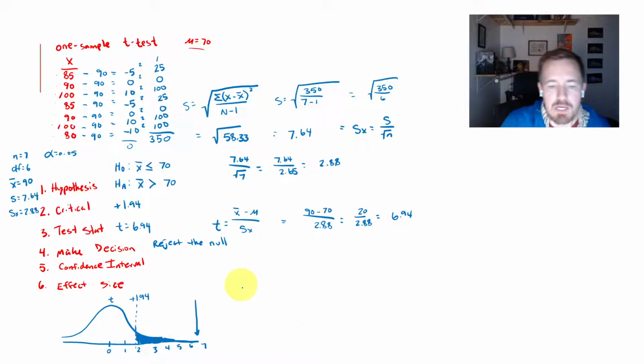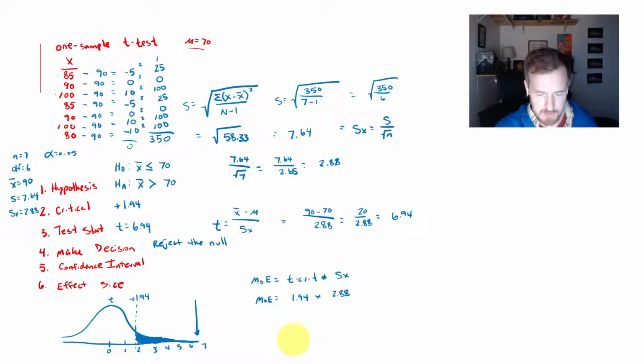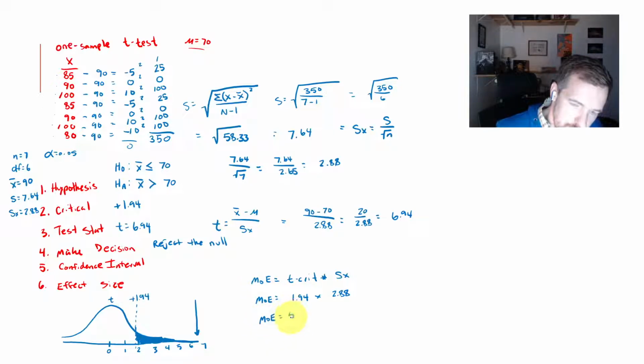All right, that brings us to the confidence interval. Remember we got our margin of error, which is going to be equal to the t critical multiplied by the sampling error. All right, so how do we get that? We can just plug in numbers, right? So our margin of error is going to be equal to 1.94 multiplied by S of x, which is 2.88. All right, that means our margin of error is going to be 5.59. Okay, cool. But is that all we do here? No, that's not all we do here. Now we need to add and subtract this from our mean. So our mean, as you may remember, is 90.